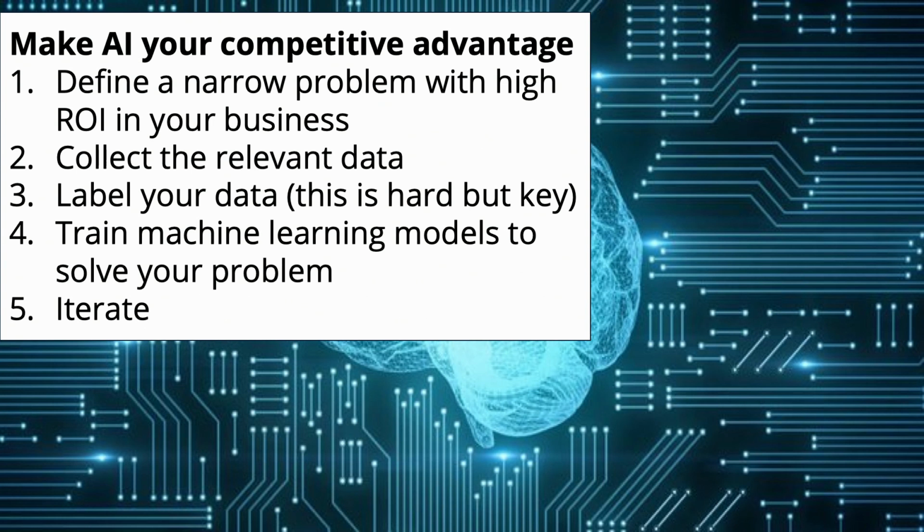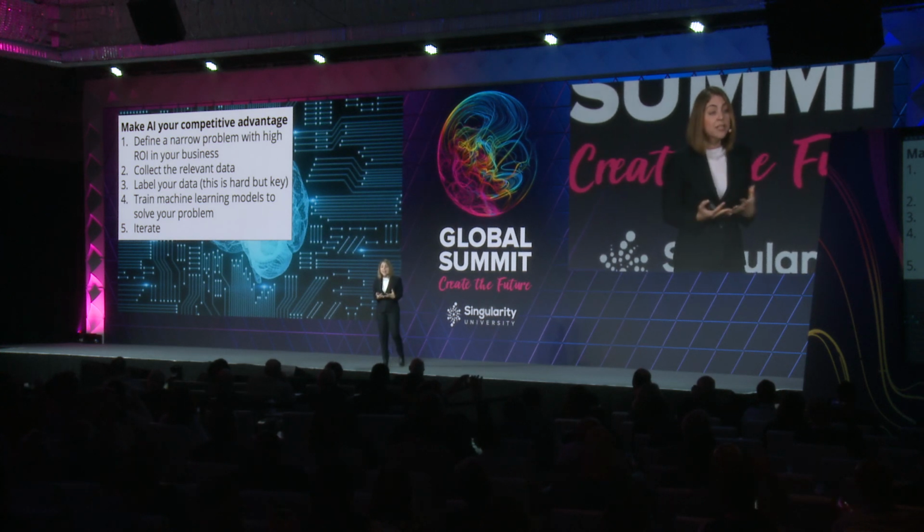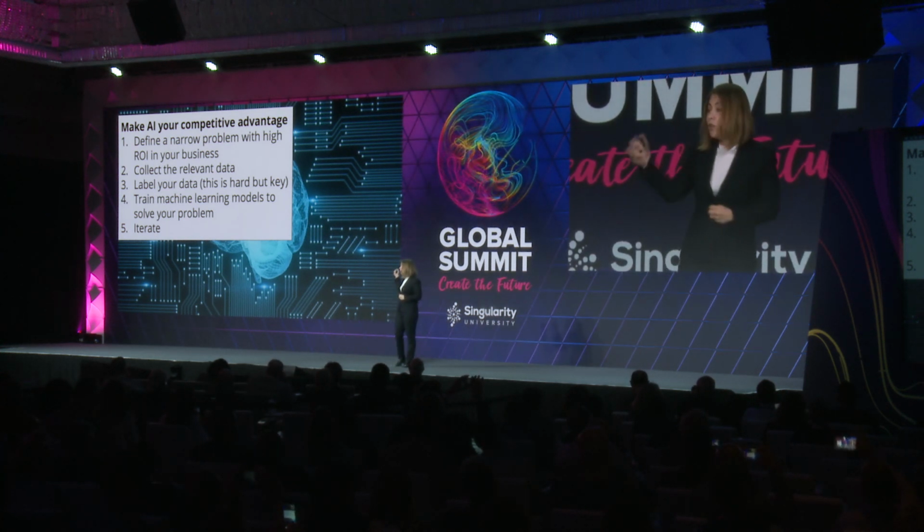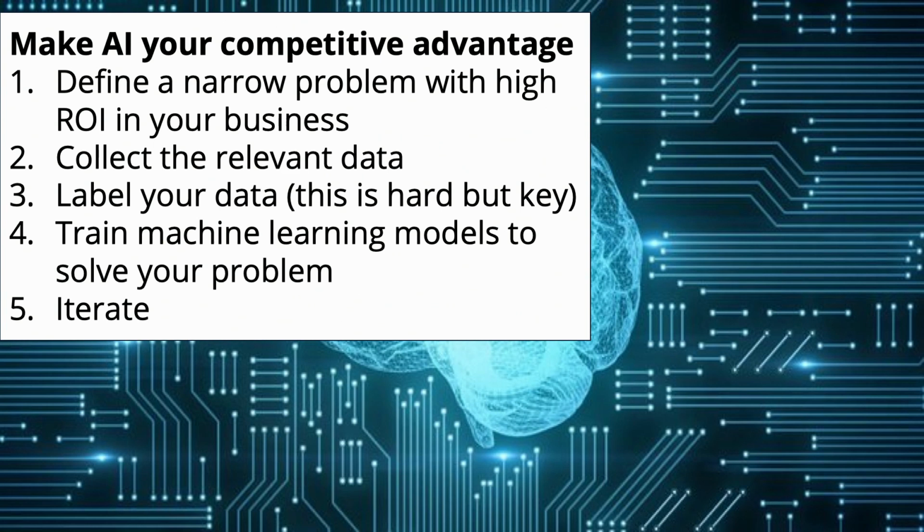For each of you in the room, you want to define a narrow problem with high ROI in your business. So for example, in the insurance case, that might be figuring out if a claim is fraudulent or not. Then you collect the relevant data. You might already be sitting on a treasure trove of that data, but this is the hard part. You've got to label your data. You've got to structure that data in a way that your AI can recognize. And then you train your machine learning model to solve the problem. And that's actually the easy part.